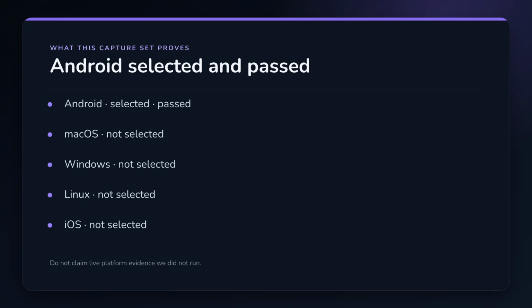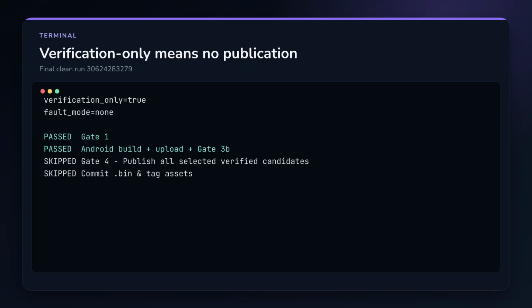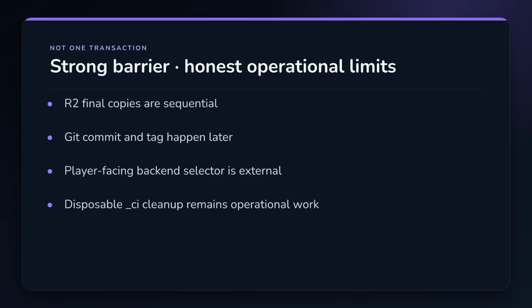The clean run from the start of the episode selected Android only, so Android is all that particular run proves. The workflow can coordinate the other platforms, but we will not claim evidence we did not collect. That run also used verification-only mode. It stopped after proving the quarantined Android build, without copying it into a permanent release, making a Git commit, or creating a Git tag.